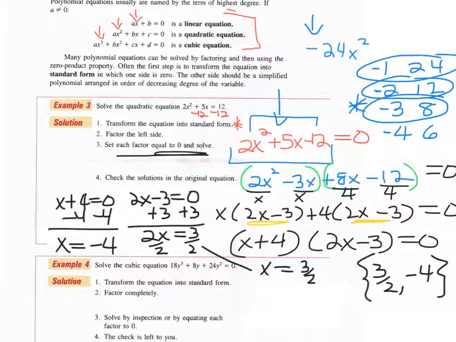Yes? You can also write 1 1/2? Yes. So you can also make it a mixed number. If you'd rather change the 3 over 2 to 1 1/2, that is fine.